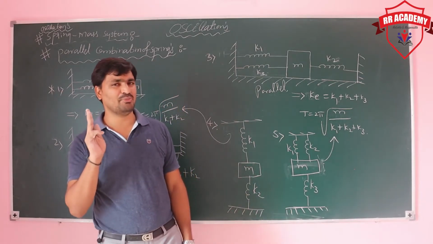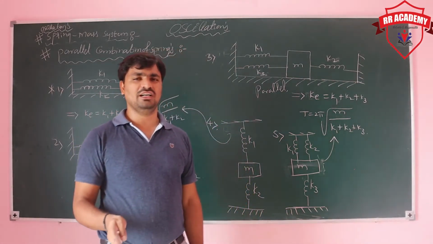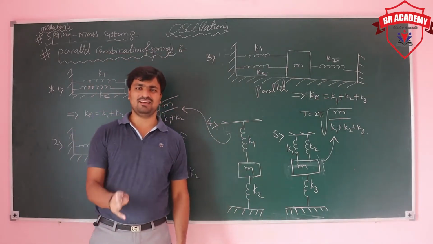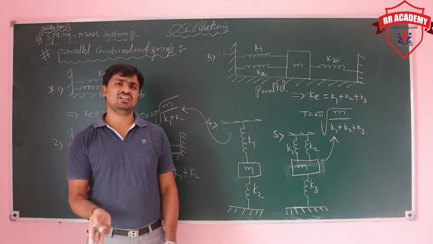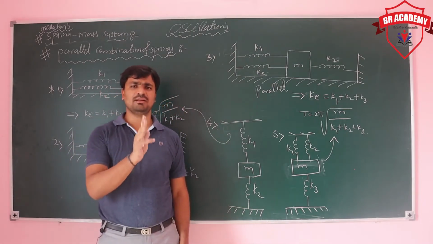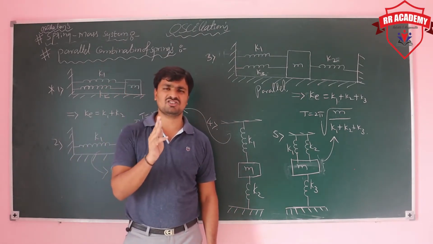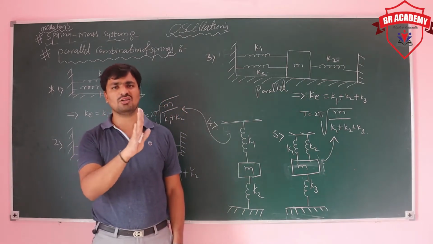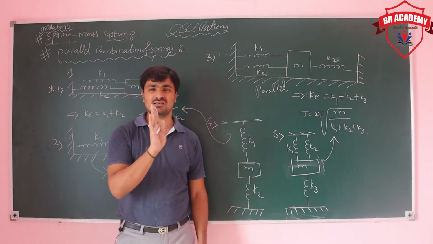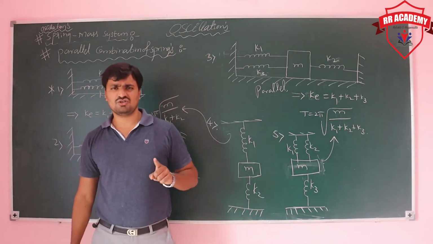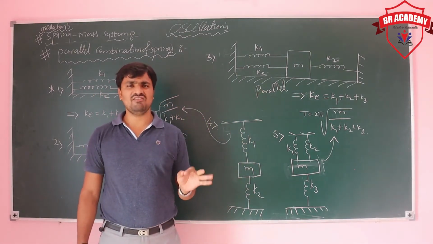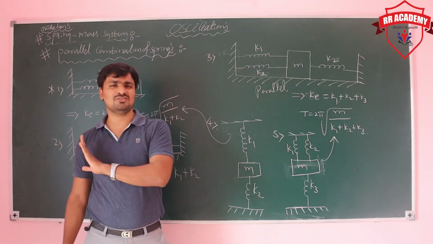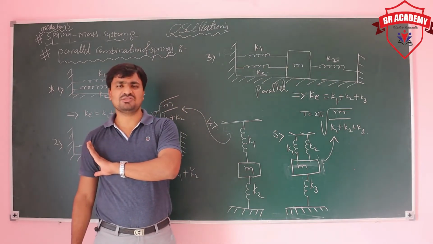Two points you have to remember in case of parallel. First point, extension in one spring is equal to compression in the other spring. That is parallel. Next, both ends of these springs must be connected to the support or the body. Then only we can say it is a parallel combination. Very, very important. Please practice it properly, then you will get a good score.